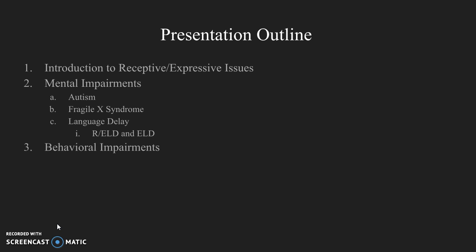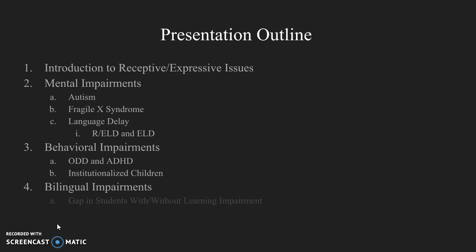Another sort of impairment that we will be talking about today is behavioral impairments, which include ODD, ADHD, as well as institutionalized children. The final impairment that we will be discussing today is bilingual impairment. Bilingual impairment includes the gap in students with and without learning impairment. I will end the presentation with a conclusion as well as several pages of references.